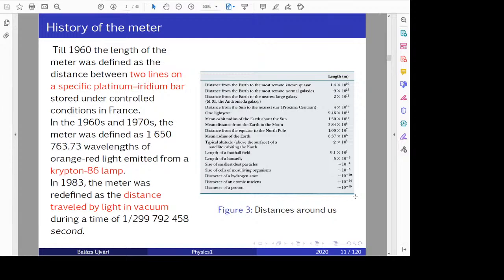The distance from the Earth to the most remote known quasar, which is the most remote object we can see by our instruments, is 1.4 times 10 to 26. You can see we have to be very precise with the meter because we use the meter in a very wide range, from 10 to minus 15 to 10 to plus 25, which is 40 orders of magnitude.